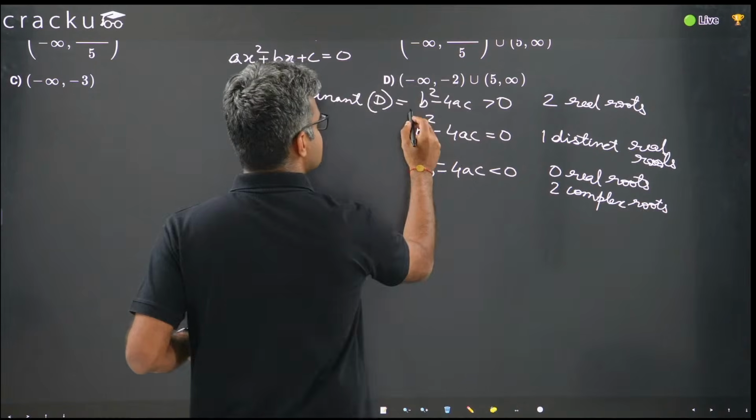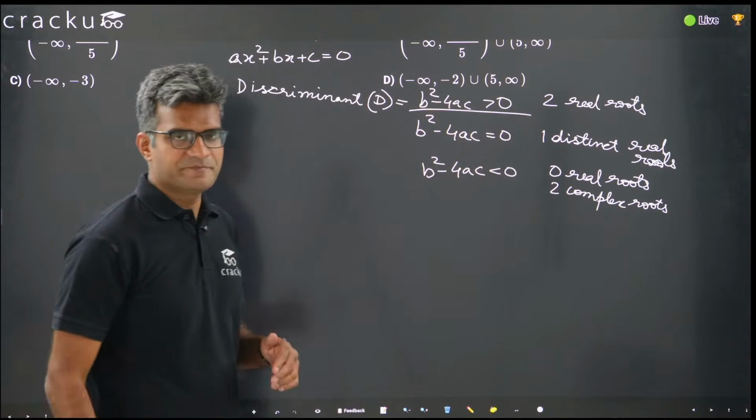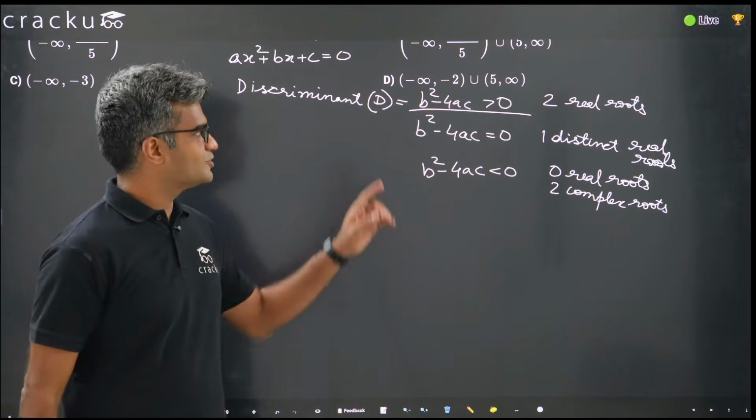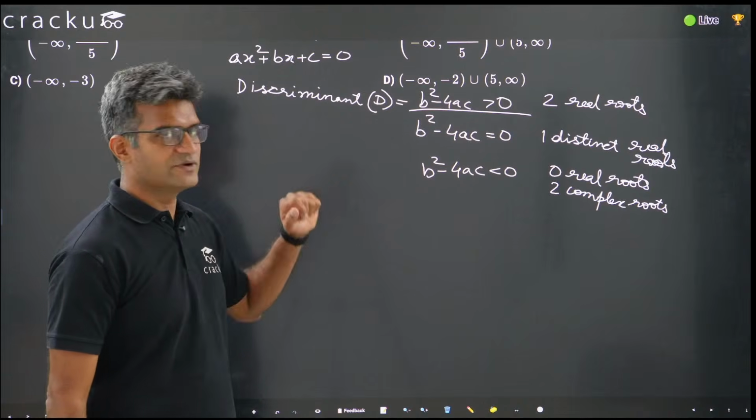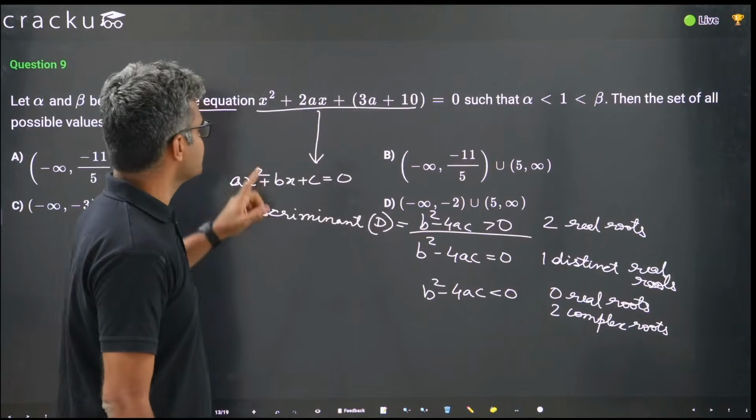Here we are basically asked that we will have two roots, alpha and beta. Alpha is less than 1 is less than beta, so both the roots are real. So we want b square minus 4ac to be greater than 0. What is b square minus 4ac?